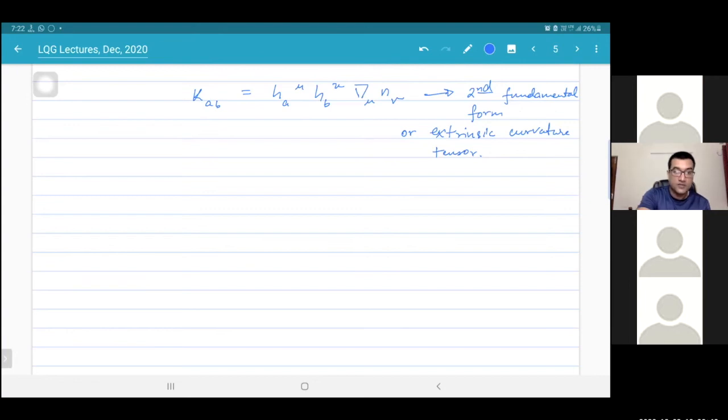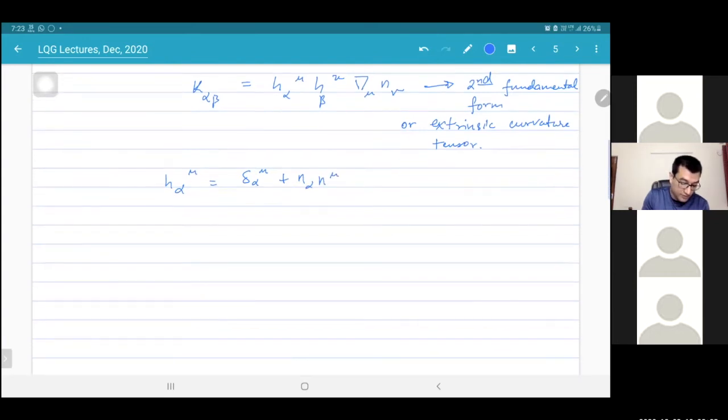So this quantity is called the extrinsic curvature, and let's see. It turns out that this extrinsic curvature has a very nice characterization, which relates it to the intrinsic metric. Okay, so how is that? So let us take these tensors, and I'll just use Greek letters for everything. So we have h^α_μ equal to δ^α_μ + n^α n_μ, okay? So we substitute this and let's see what we get.